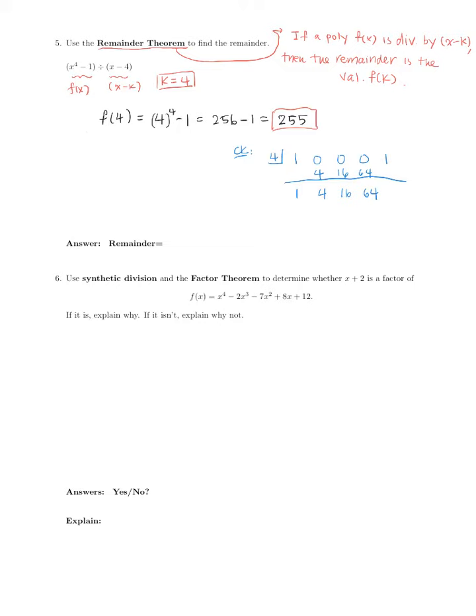Oh, you know what? Hold on one second. Sorry, I made a mistake. This should be negative 1, right? Because the constant term is minus 1. Sorry about that. So in this case here, 64 times 4 is what? 256. Subtract 255. Boom. This is going to be the remainder. So it checks. All right. So the answer, the remainder is 255.